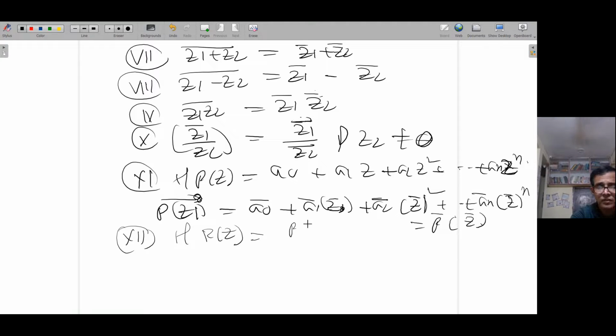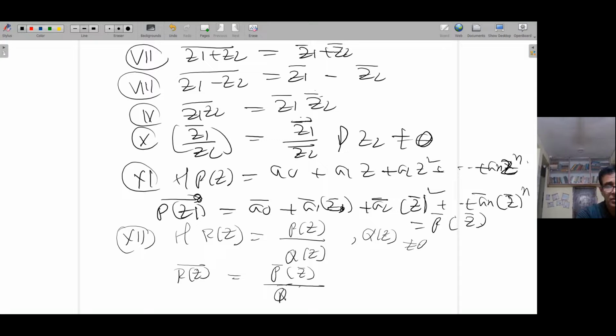R of z is P of z by Q of z, where P of z and Q of z are polynomials, and Q of z is not equal to 0. Then R of z conjugate is equal to P conjugate by Q conjugate. Okay, noted.